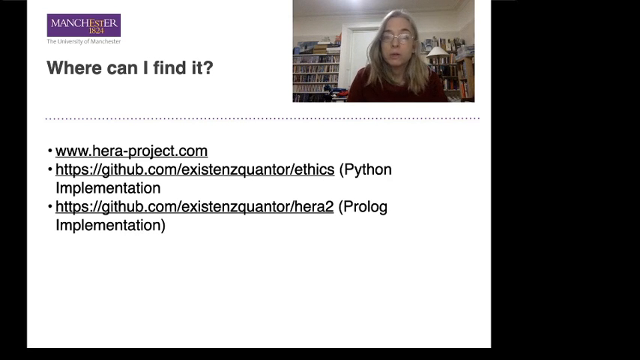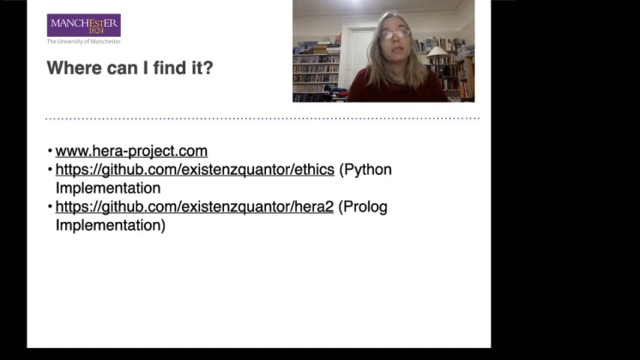There are actually two implementations of the HERA system that you can get hold of. There is a Python implementation that they have been working on for some time, and there is now also a Prolog implementation, which Felix tells me he started when he was rage quitting on Python. There is actually also, in fact, a Java implementation, but that is maintained by me and we use it for something slightly different, and I will talk about that in a later part of this tutorial when we talk about verification of ethical reasoning systems.